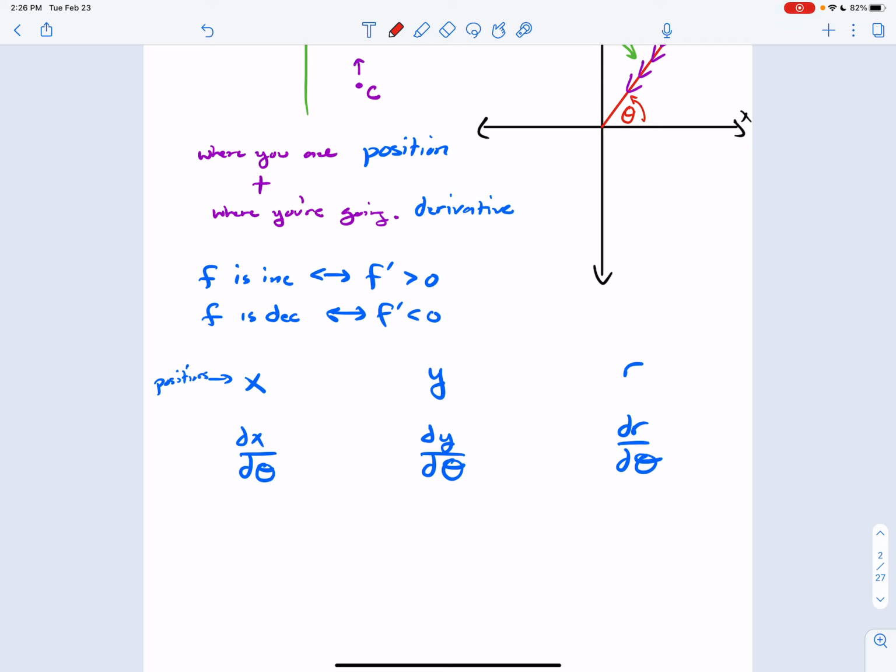x is responsible for what two directions? When you think of the x-axis, you're thinking of the horizontal axis right here, right? So it can either travel left or right. So it works the same way. If your derivative happens to be positive, then you know your position is moving towards the right.